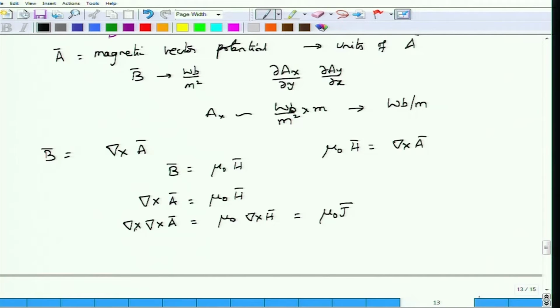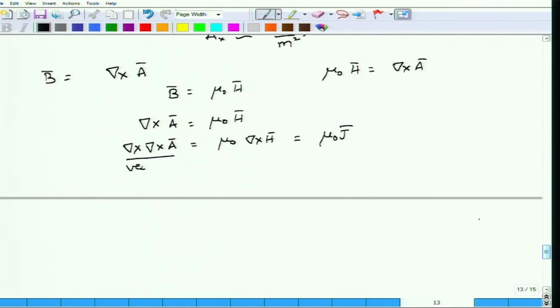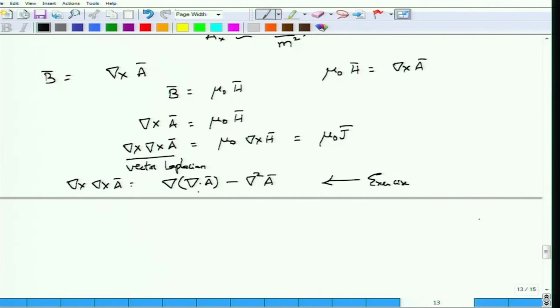But what is this curl of curl of A? This will actually define what is called the vector Laplacian. You can show that curl of curl of A is actually given by gradient of del dot A, divergence of A, minus del square A. You can show that this is a vector identity. I will leave this as an exercise to you to show that this identity holds.